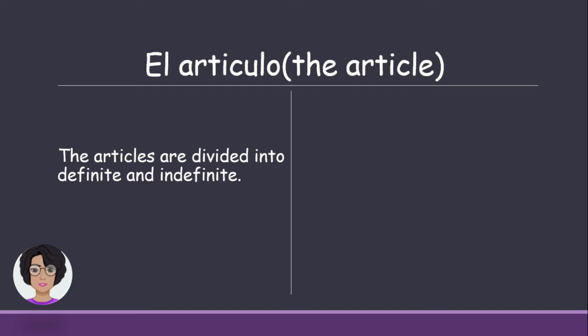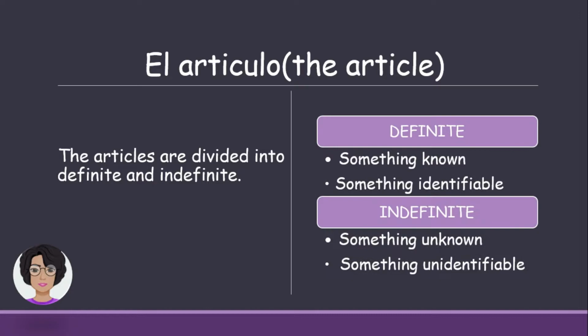The articles are divided into definite and indefinite. Definite articles are those that speak of something known and identifiable. On the other hand, the indefinite articles are those that speak of something unknown or that you cannot identify. So let's see which articles we have in Spanish.